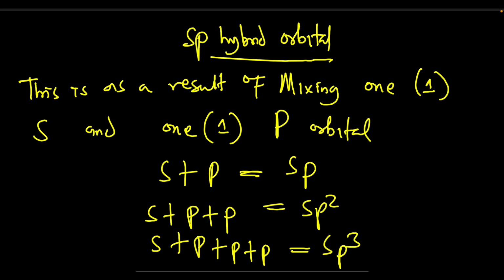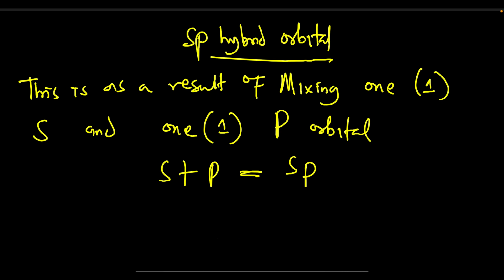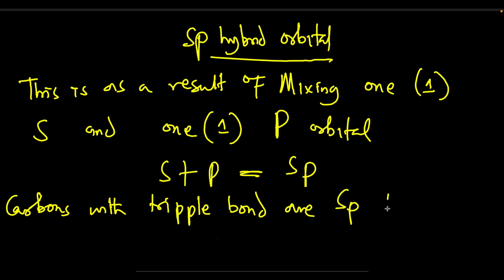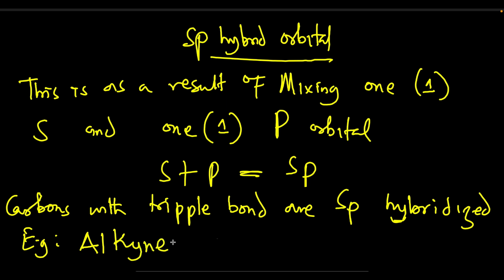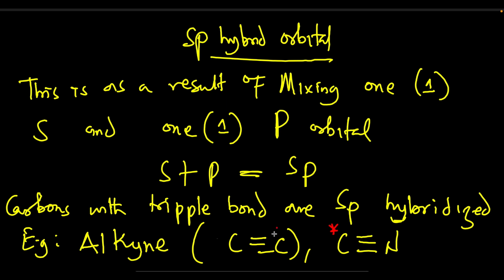Now, where can we find sp hybridized carbon? We can find sp hybridized carbons in carbons with a triple bond. Example, in alkynes. We have something like this. These are alkynes. We also have it in nitriles. Anytime carbon bears a triple bond, that carbon is sp hybridized.